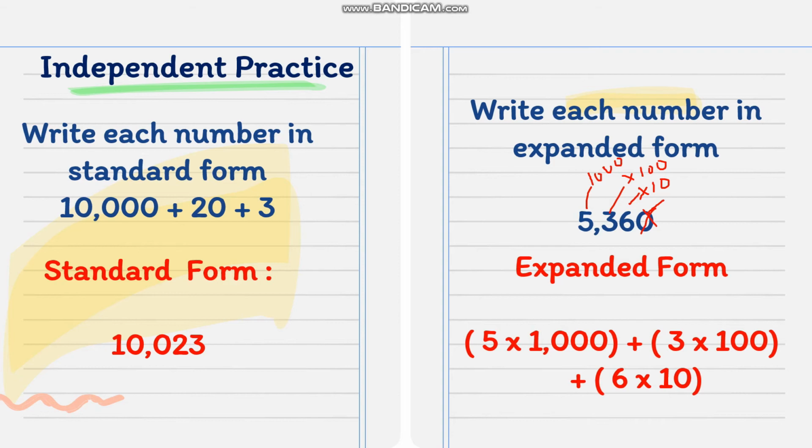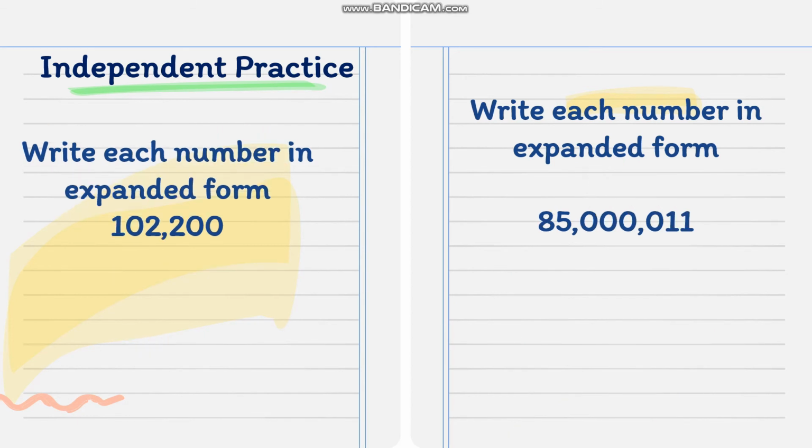Or the other way is 5 multiplied by 10 to the third power plus 3 multiplied by 10 to the second power, or 10 squared, okay, plus 6 multiplied by 10 to the first power. So this is the exponential expanded form, and this is another expanded form. Next, write each number in expanded form.